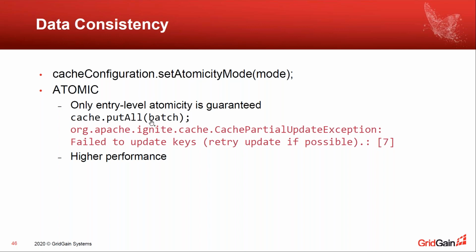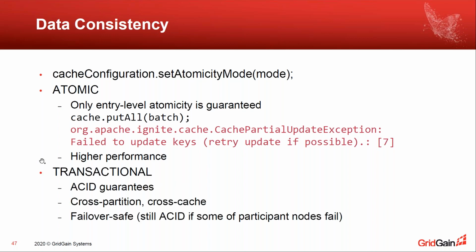It may happen that your putAll operation will throw a CachePartialUpdateException. Most likely it will happen if a server node has left during this operation. And this exception will contain a list of keys that were not updated, and you should be ready to handle the rest of the keys that were not updated if that's important for you. But on the contrary, of course, atomic caches provide better performance because their network protocol is quite simple and doesn't require such complex synchronization mechanisms like two-phase commits.